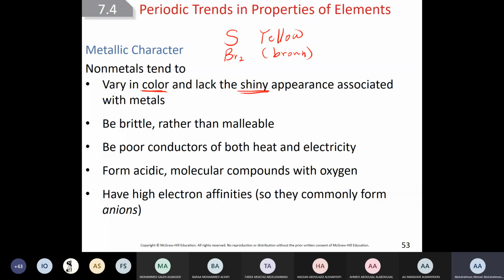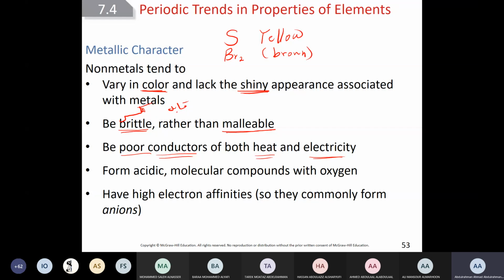They are brittle. What does brittle mean? Fragile. Yes, breakable. Okay. They are not malleable. What does malleable mean? Flexible, able to be hammered. It means you can make a sheet or a wire out of it. Good. They are poor conductors of heat and electricity.